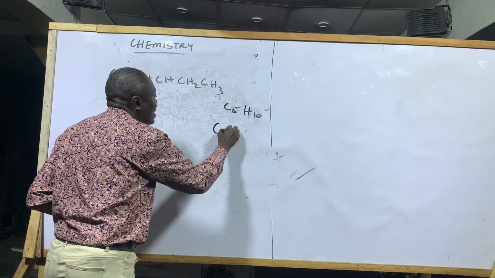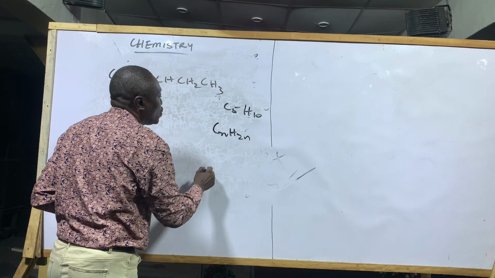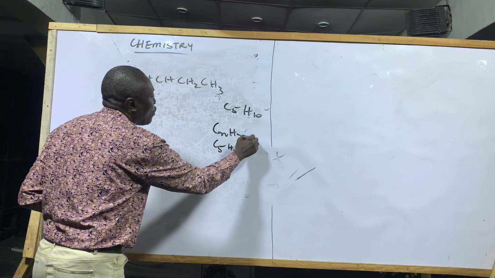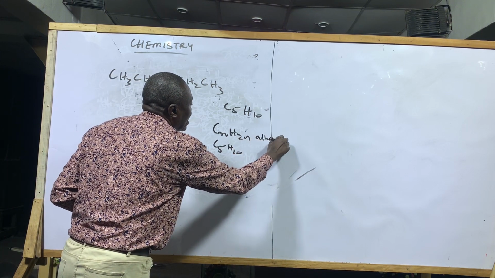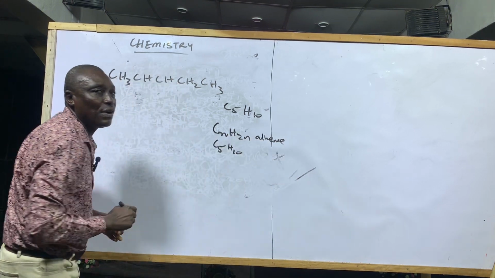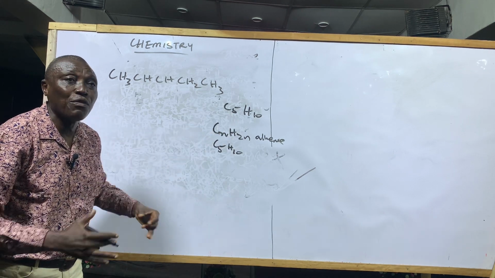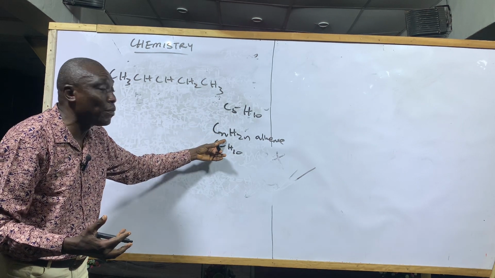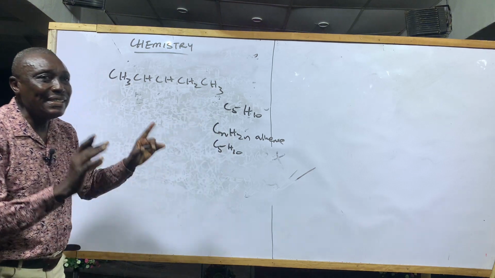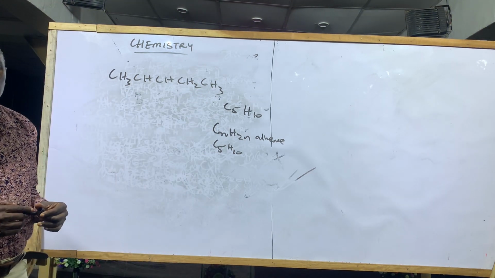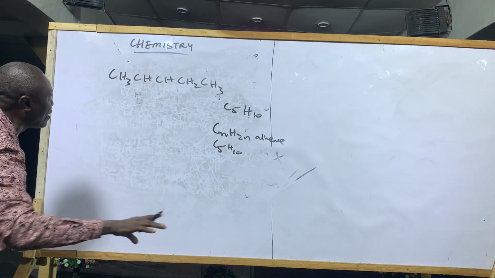CnH2n. So if you put 5 here, it will be C5H10. So this is the general formula of alkenes. So this conforms with the formula of alkenes. It does not conform with the formula of alkane. It does not conform with the formula of alkyne. Meaning that the information you get from this is that in this compound there is a double bond. So you now draw out the structure.